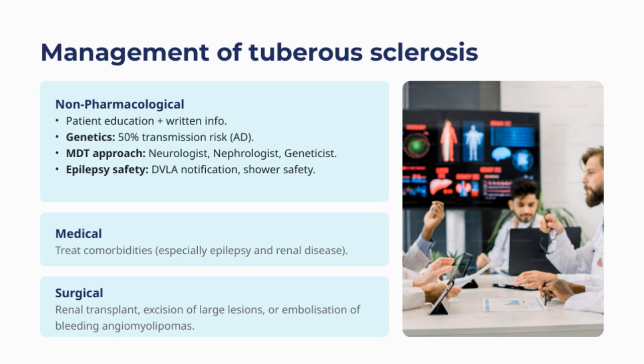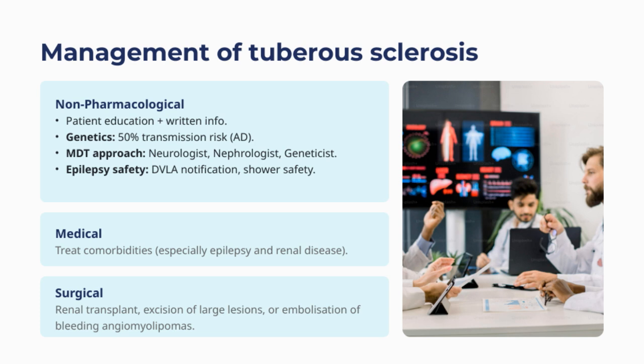Excision of large lesions can also be performed to prevent complications, and in cases of bleeding angiomyolipomas, embolization is a minimally invasive way to control hemorrhage. On the medical side, managing associated conditions is crucial. This includes treating comorbidities such as epilepsy and renal disease, which are common in these patients and can significantly impact their overall health and quality of life.